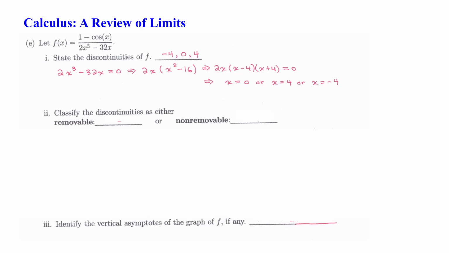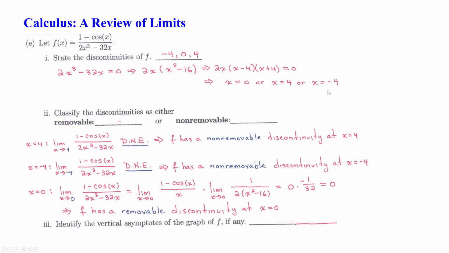So again, to classify those discontinuities, we have to evaluate the limit. That means we have to evaluate 3 limits. One at 0, one limit at 4, and another limit at -4. I have the work here, and so we can easily see that the first case, the denominator is 0, the numerator is not. That obviously does not exist. Therefore, 4 is a non-removable discontinuity of the function. We have the same result at -4. The limit does not exist for the same reasons. Therefore, we have a non-removable discontinuity at -4.